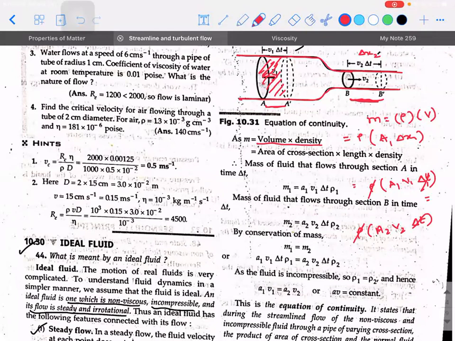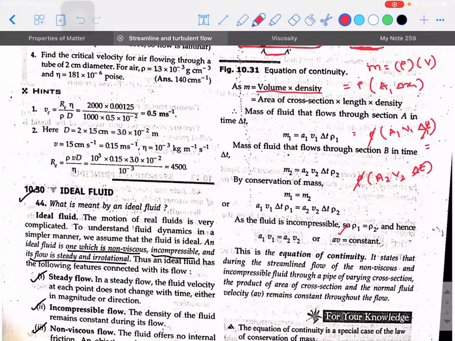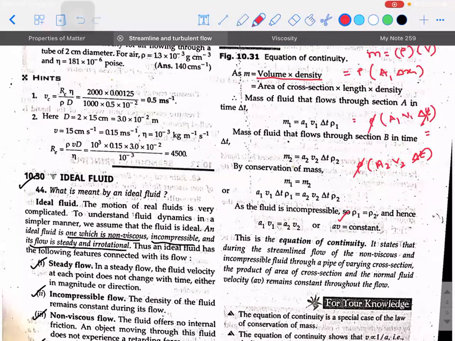From this relation, we can also conclude that area multiplied with velocity is always a constant, and velocity is inversely proportional to area of cross section. That is, more will be the velocity if the area of cross section is small. Okay, this is called the equation of continuity.